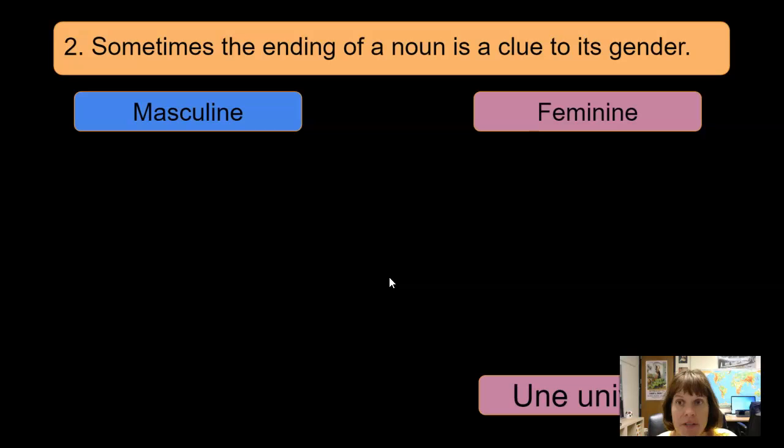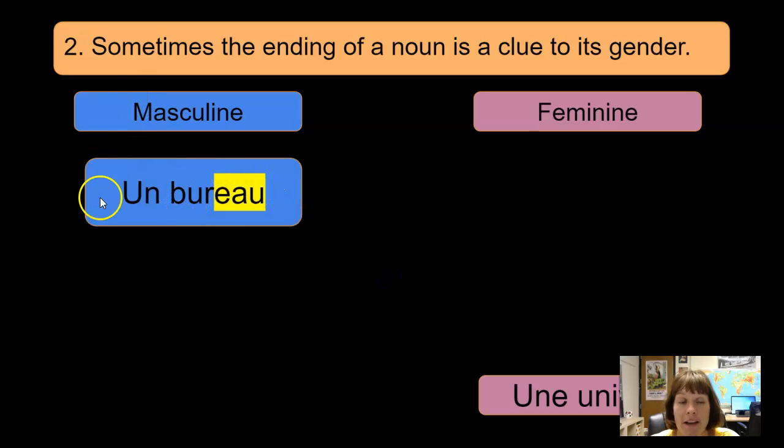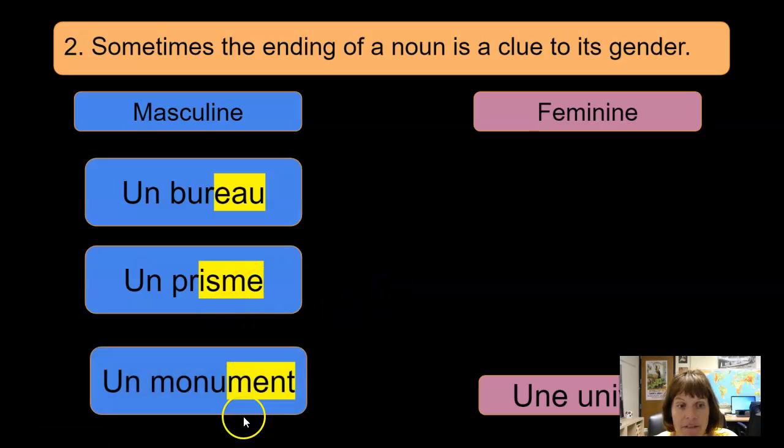Sometimes the ending of the noun is a clue to its gender. So with masculine nouns, if you see an EAU ending, most likely it's going to be masculine. If it ends in ISME, un prisme, it is going to be masculine. If it ends in MENT, most likely it's going to be masculine, un monument.